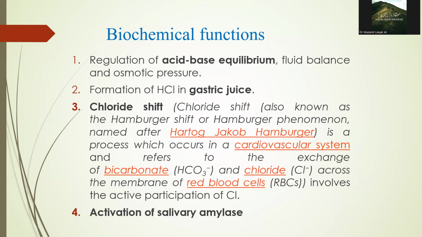Next is the chloride shift, also known as the Hamburger shift. This is a process that occurs in red blood cells involving the exchange of bicarbonate and chloride across the red blood cell membrane. This mechanism is crucial for the transport of carbon dioxide from tissues to the lungs.